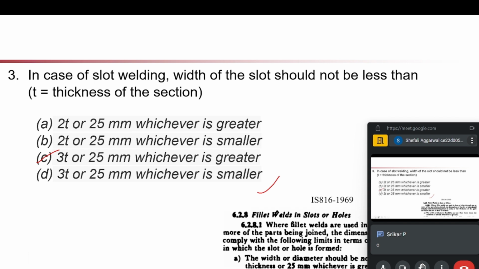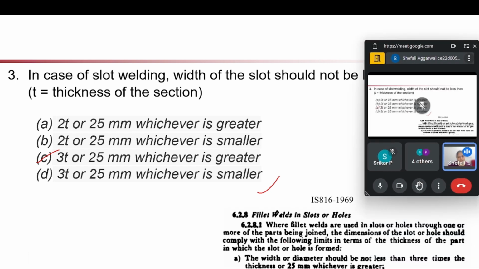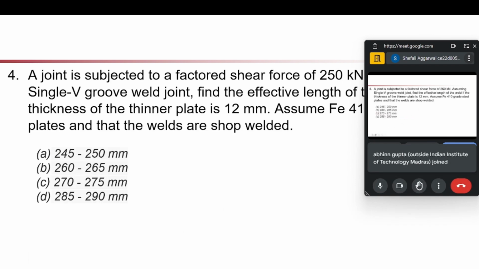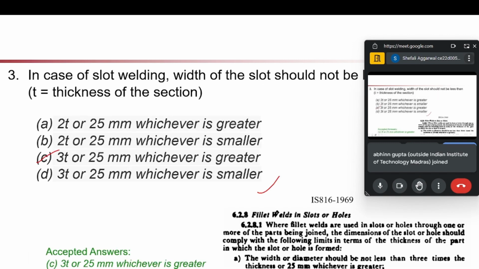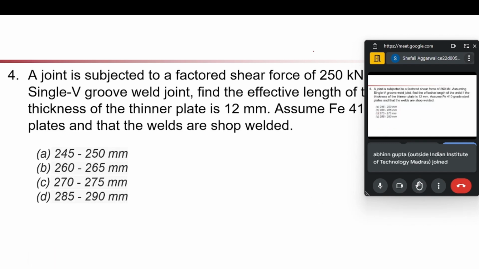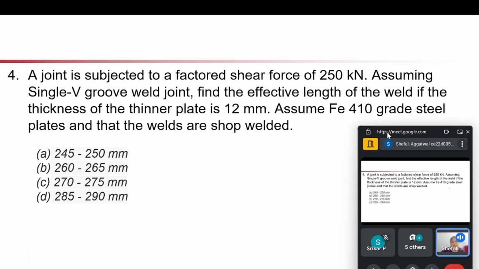So it is given in IS 816. The width or diameter should not be less than 3 times the thickness or 25 mm, whichever is greater. So your answer is correct. Answer is C, 3T or 25 mm, whichever is greater. So this is our next question.